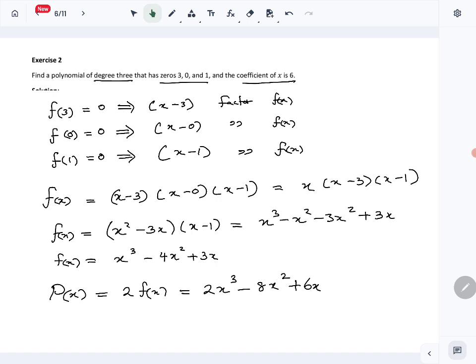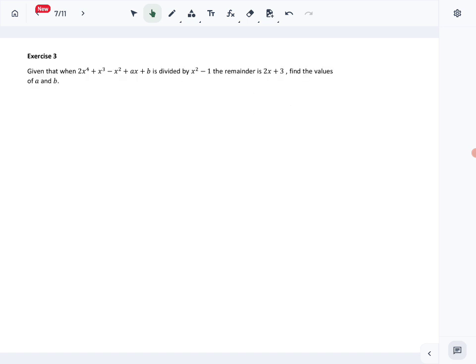So this is an application of the factor theorem, where if we know something is a 0, it's also going to be a factor. Using that, we created a degree 3 polynomial. Right. Okay, let's do some more examples. Right, so let's look at this exercise.